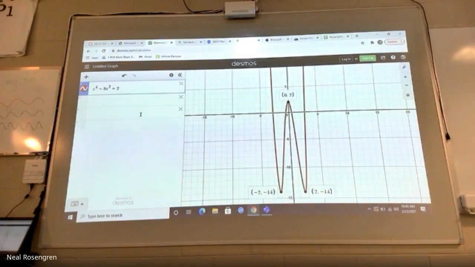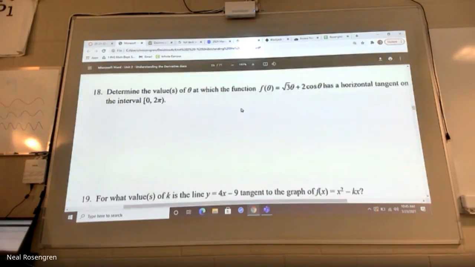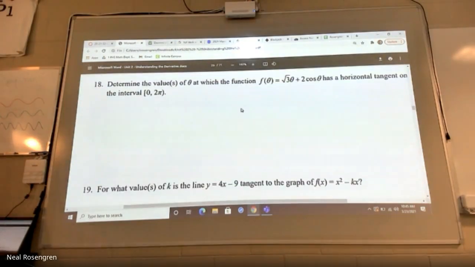Let's go for 18. Now, this is another one that I want to do together just to be safe. I'll let you loose really soon, probably as early as tomorrow, to do some stuff on your own. But I want to look at 18 together, probably just because it's got some trig in there, and I just want to get on the same page as to how we're going to deal with that.